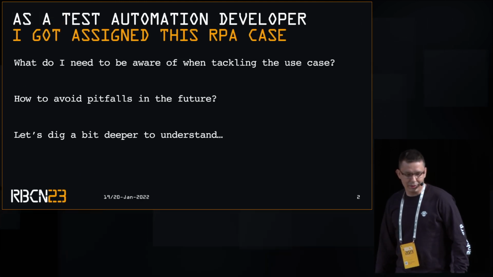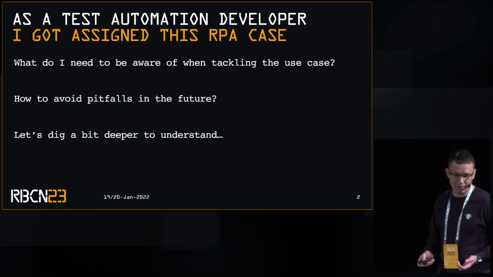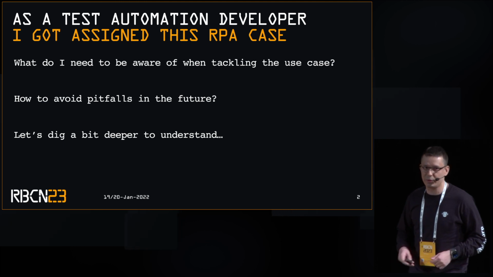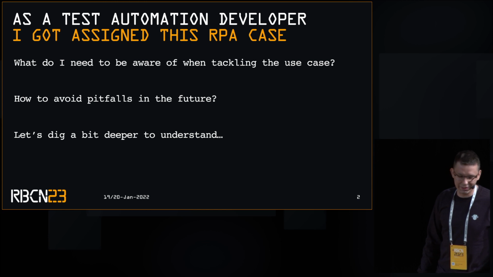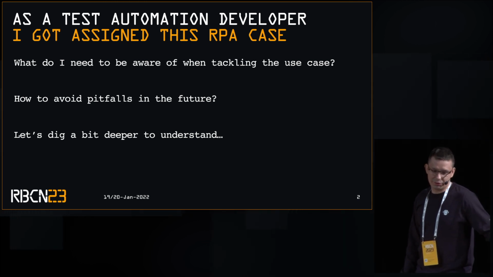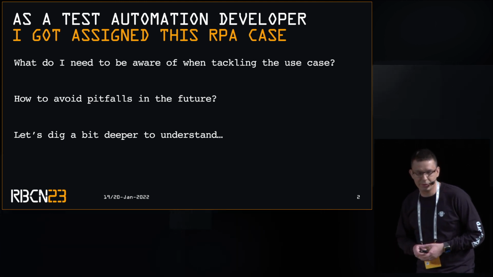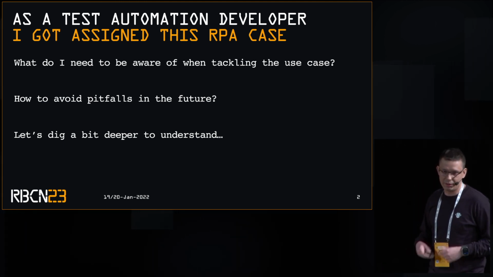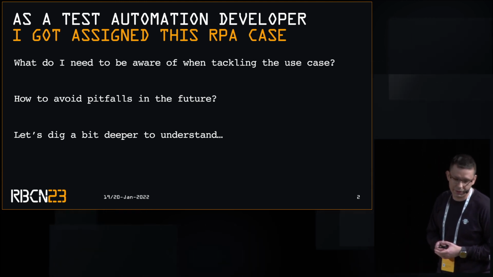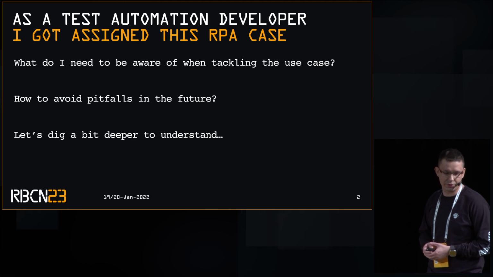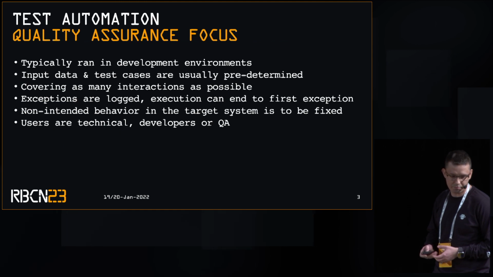So, let's start with a real use case. You are a test automation developer maybe, and you want to do some RPA case, maybe you got assigned one, or just want to do something else to find out things. So we could see a little bit what you need to be aware of when tackling those RPA use cases and how to build a sustainable development process and all the infrastructure needed around that to avoid the pitfalls in the future. So let's dig a little bit deeper to understand what's going on.